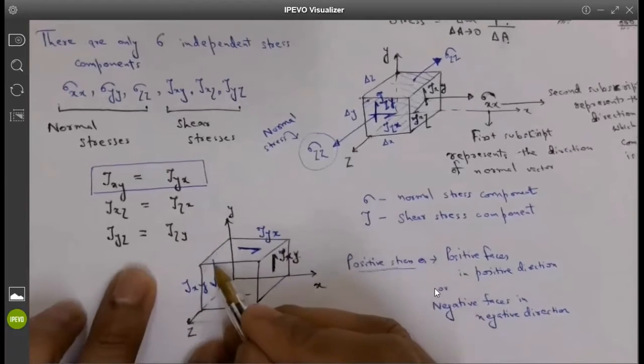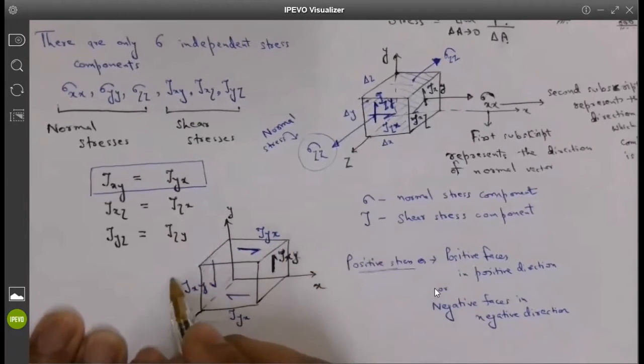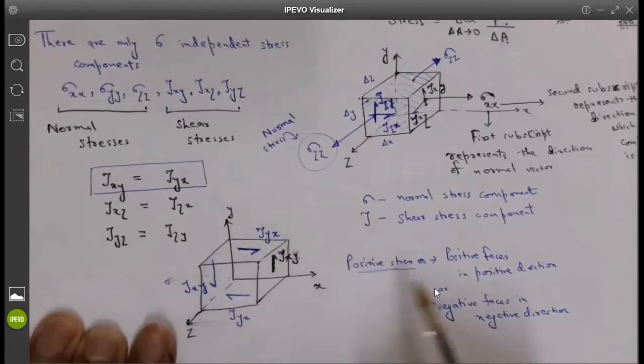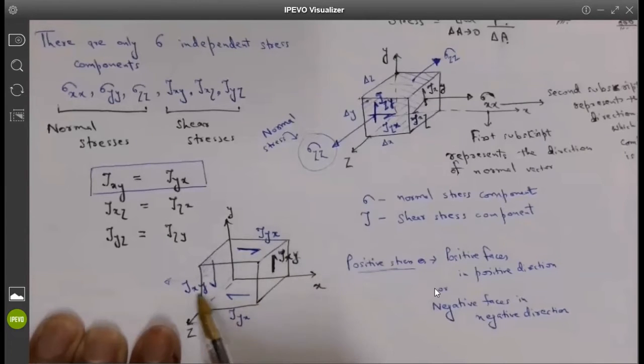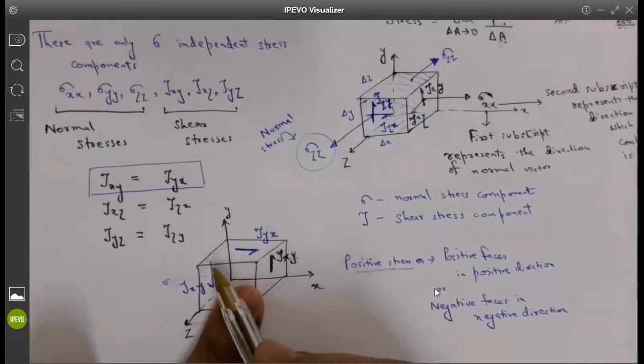Now, if I go into the negative direction, a negative face means the face which has an outward normal in the negative direction. So a negative face and negative direction would give positive stresses. So tau xy would be acting downwards in this case. Is everybody following what I'm saying here?